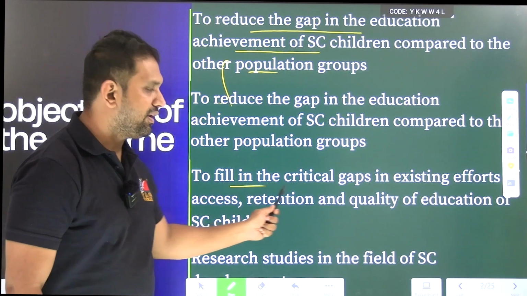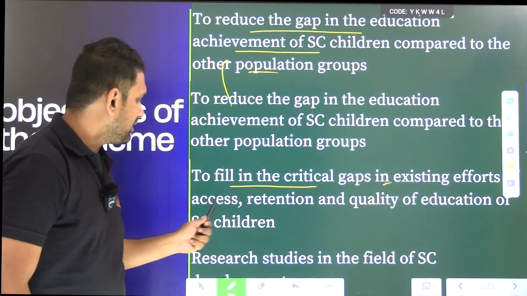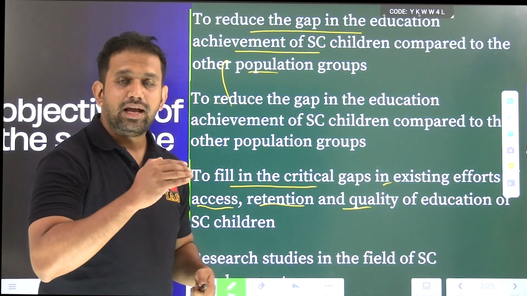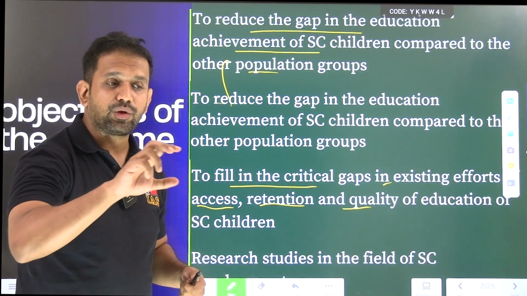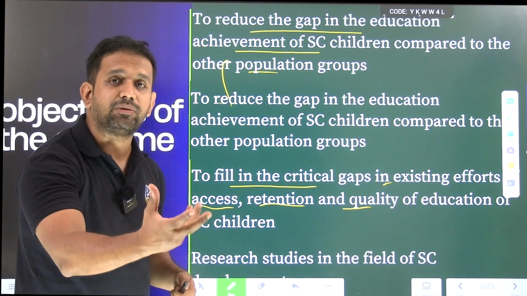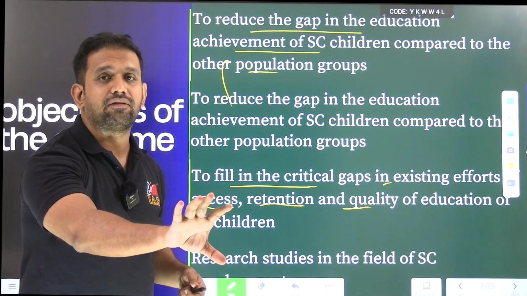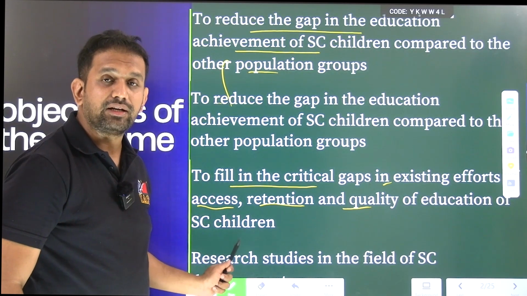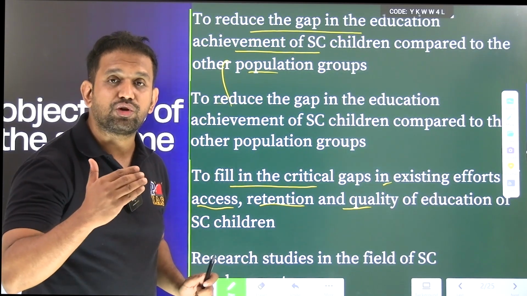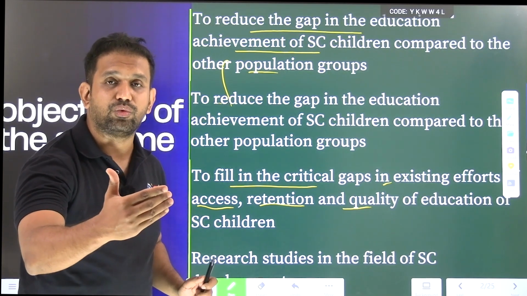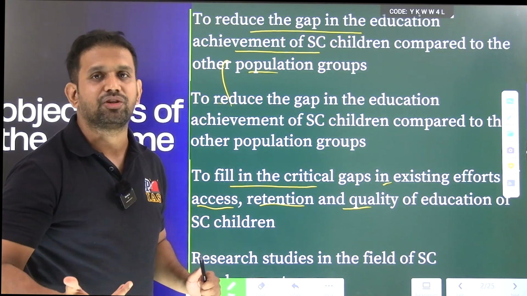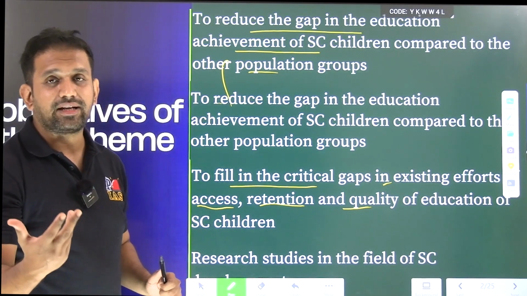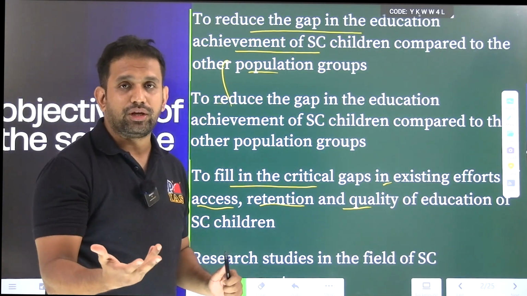Now the next one is to fill in the critical gaps in existing efforts to access, to retain and quality education. SC people wherever they are living, government should provide them accessibility of education. Put an Anganwadi there, put a primary school there. So access of education is important. Retention of students. Students should love to go again and again to the school. For that purpose, midday meal scheme is anyhow there. Poshan Abhiyan is also going on. Lactating mother program is also going on.